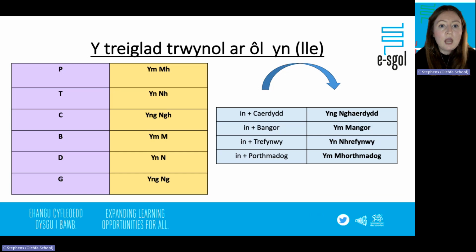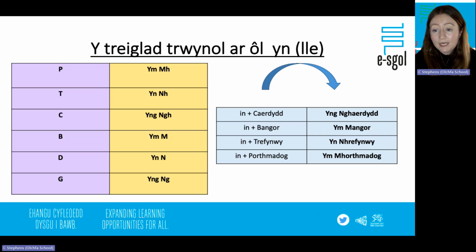Okay, so if you want to say, I don't know, in Porthmadog, then you would say something different instead of yn. If you want to say Cymru, then you're going to say something different instead of yn, but it's there for you. Okay, so I've given you 4 examples, mae 4 enghraifft fan hyn. If you're going to say in Caerdydd, in Cardiff, then you're going to say yng Nghaerdydd. Okay, if you're going to say in Bangor, then you're going to say ym Mangor. And if you're going to say in Porthmadog, then you're going to say ym Mhorthmadog.